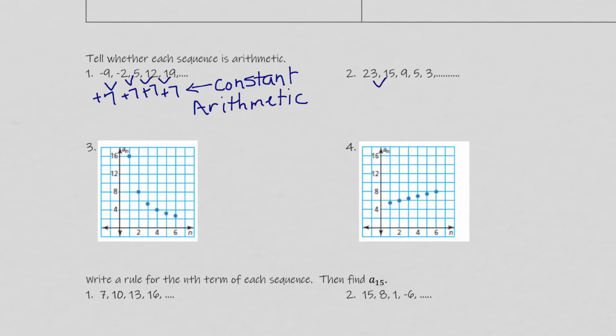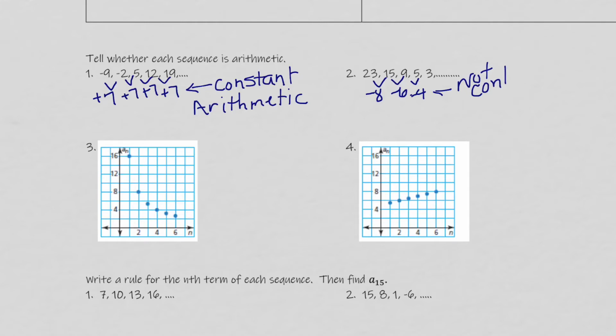Okay, let's look at number 2. From 23 to 15, it went down by 8. But between 15 and 9, it went down by 6. And between 9 and 5, it went down by 4. And actually, I don't even need to do any more because this is not constant.